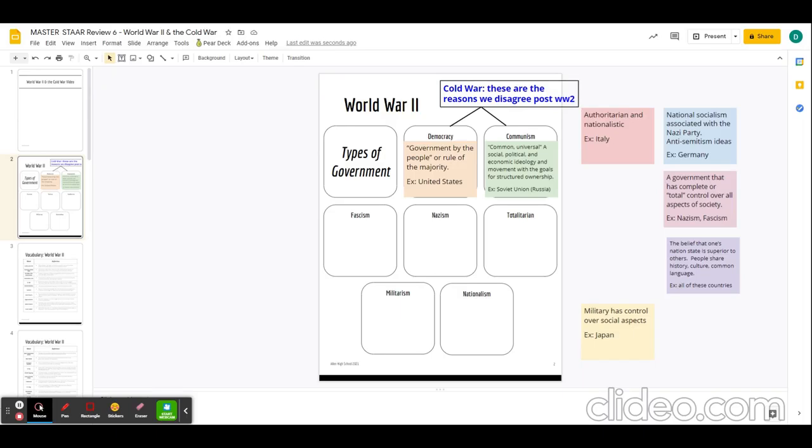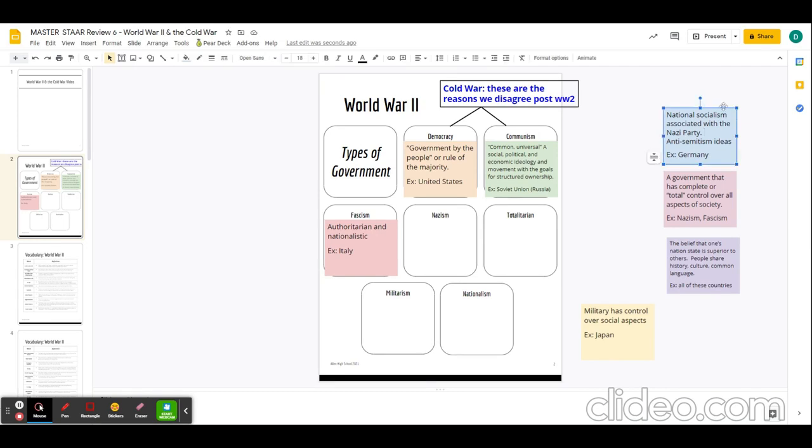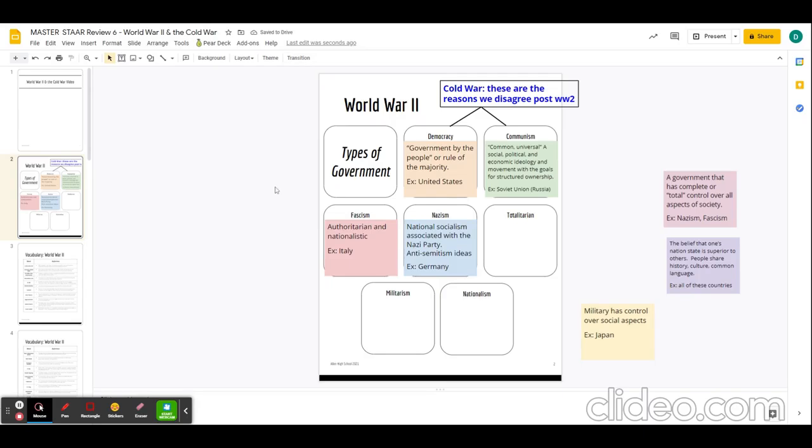Next up is fascism. And so for fascism, we are looking for authoritarian and nationalistic. This is Italy. This is Mussolini in Italy. He is a fascist leader. Nazism is the political party, of course, founded by Adolf Hitler. National Socialism associated with the Nazi Party, and of course, one of their central ideas would be anti-Semitism or anti-Jewish ideologies. This is Germany under Adolf Hitler.